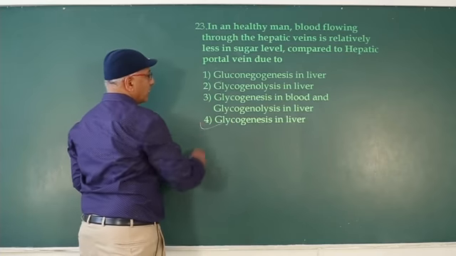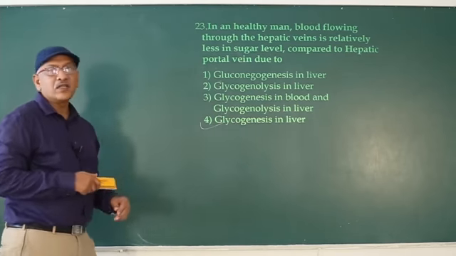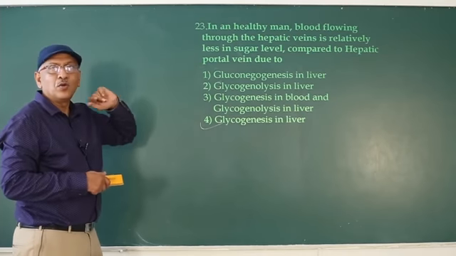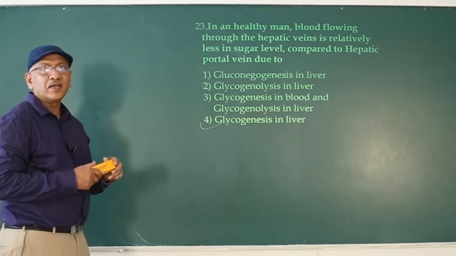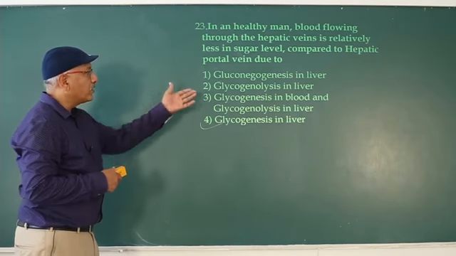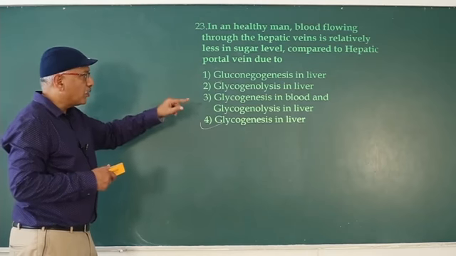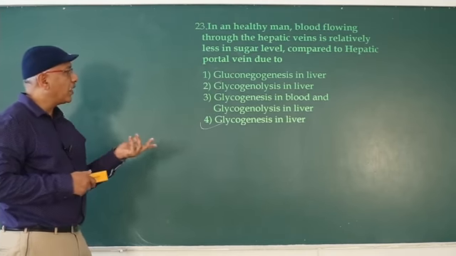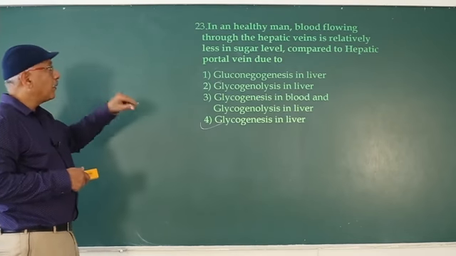So the answer is glycogenesis. What is gluconeogenesis? Conversion of non-carbohydrates and fats into glucose. So due to gluconeogenesis, glucose concentration increases. Glycogenolysis also increases glucose concentration. Glycogenesis occurs in the liver only, not in blood. So that's why the answer is glycogenesis in the liver.